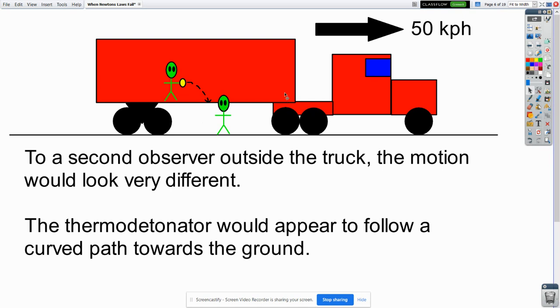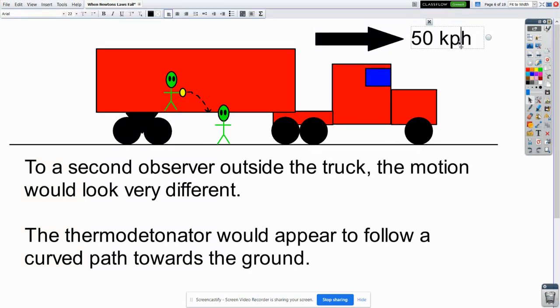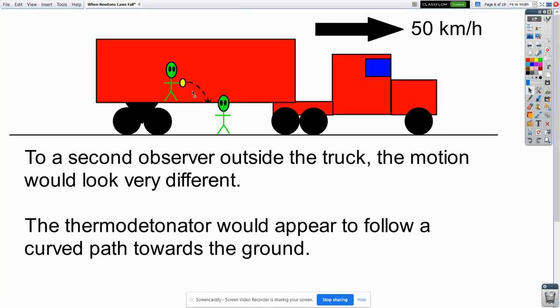So the frame of reference suddenly changes. And because of that, while the observer on the inside sees the thermodetonator fall straight to the ground, the observer on the outside would see the thermodetonator follow a curved path to the ground. Because there's two parts of motion happening. There would be the vertical part of the motion that pulls the thermodetonator down because of gravity, plus a 50 kilometer per hour forward motion that the truck gives it. There would be two components of motion there, and anytime you have two components of motion, you would get curved motion, projectile motion.